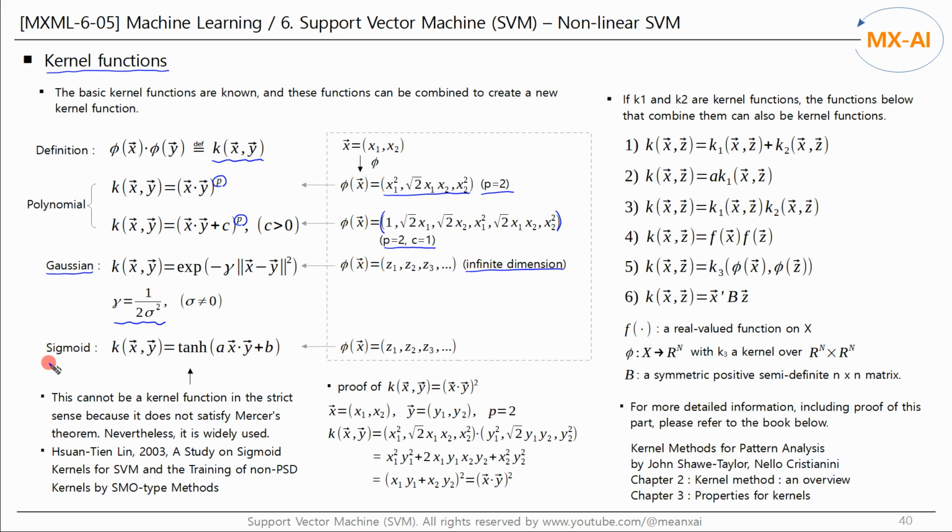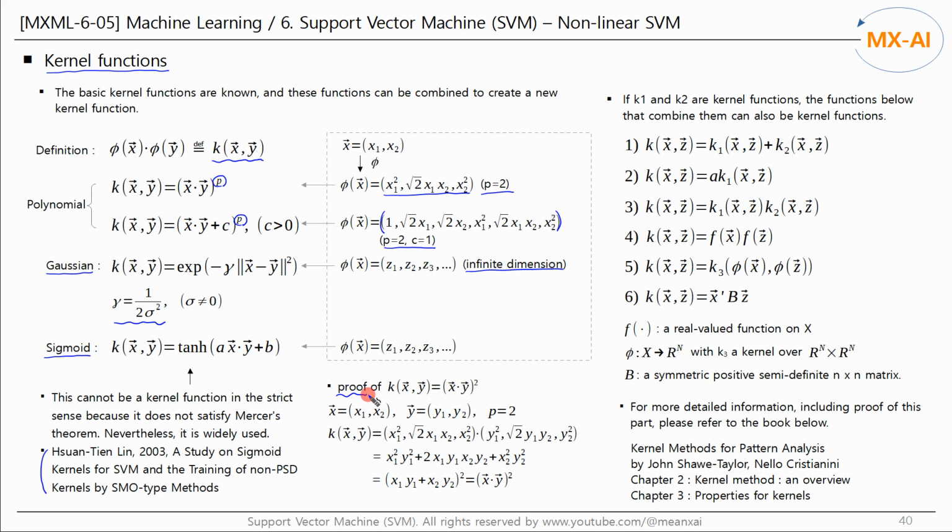And the sigmoid function can also be a kernel function. In the strict sense, the sigmoid cannot be a kernel function. This is because it does not satisfy Mercer's theorem, which we will see on the next page. However, it is said to be widely used as a kernel function. More details on this can be found in this article. In the code on the last page, we will see why sigmoid cannot be a kernel function in the strict sense. It can be easily proven like this that a quadratic polynomial can be a kernel function.